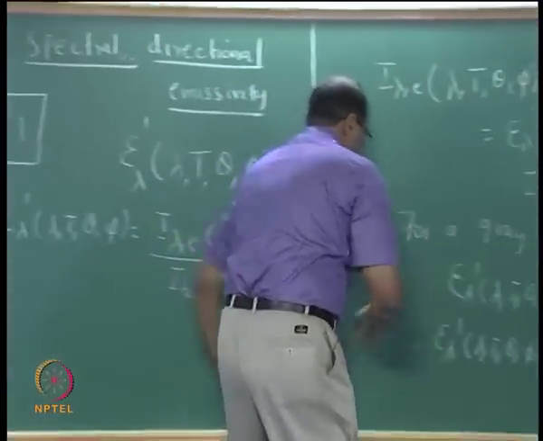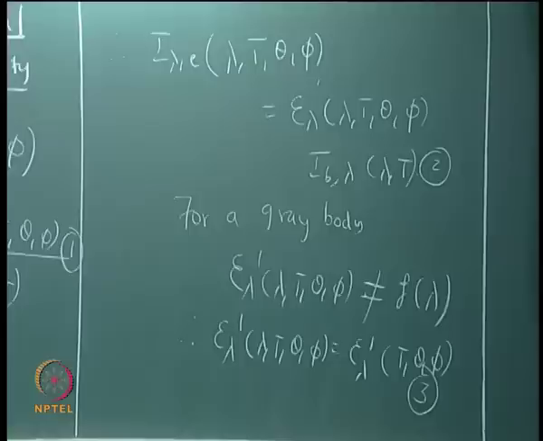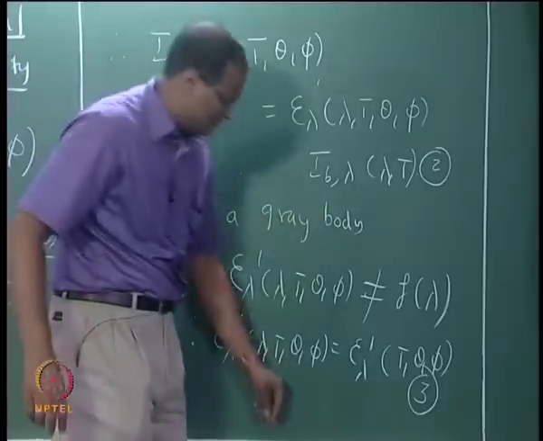How does the epsilon lambda dash look like for a diffuse body? You can say for a gray body or for a gray surface.